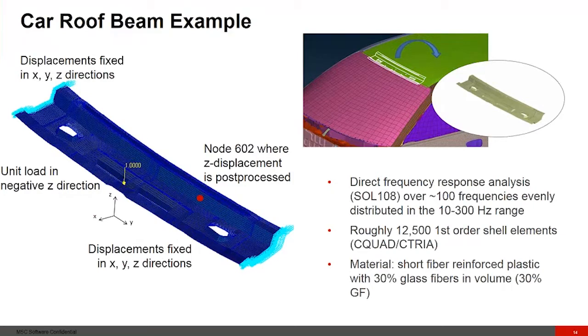For this model, we have roughly 12,500 first-order shell elements, and we're doing a direct frequency response analysis over 100 frequencies distributed over the 10 to 300 hertz range. For the material of this beam, we picked short fiber reinforced plastic with 30% fiberglass in volume.